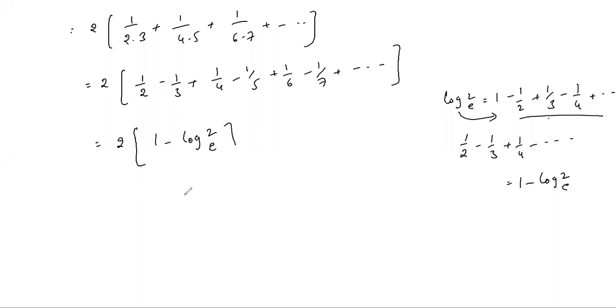So 2 minus 2 log 2. Where do we have it? Option 3. No, we don't have to. 2 we have outside. 1 by 2 minus 1 by 2. Okay, 1 by 2 minus 1 by 5. So 1 minus log 2, 2 into 1 minus log 2 base e.